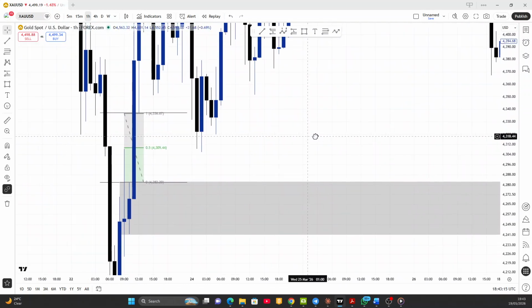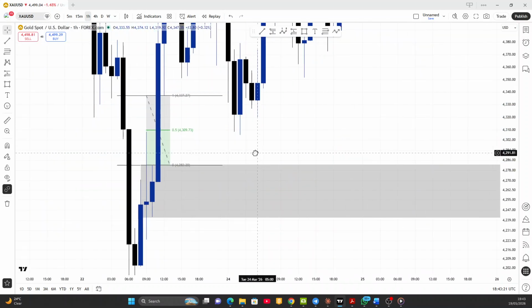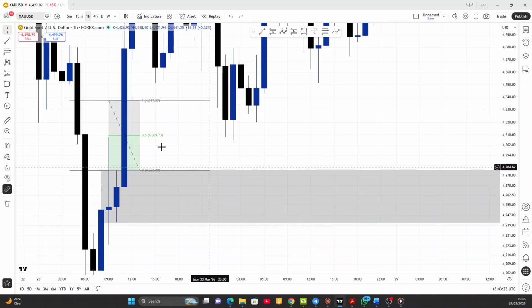All right, so you see that from this point to this point. Now if you look at it carefully, you can see the midpoint. Look at it, 0.5. So we see 1, 0, 0.5. So this 0.5 level is the midpoint, or what we call 50% of our fair value gap.